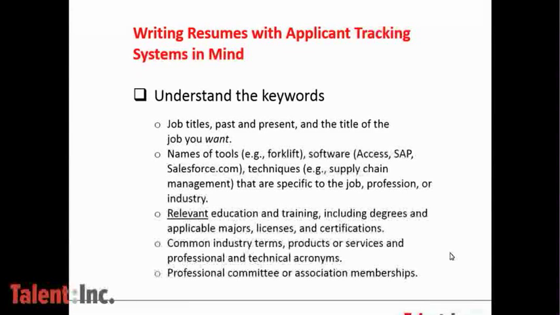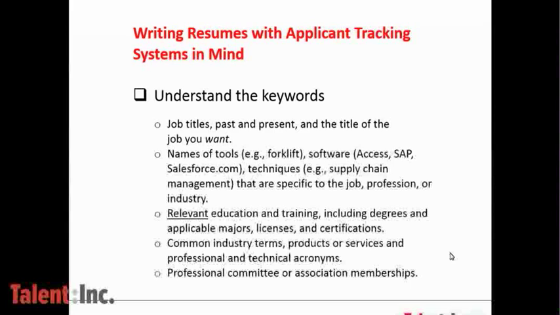Think of yourself again as searching for a candidate. What do you want to know about them? Specific techniques like supply chain management that are specific to the job, profession, or industry. Relevant education and training, very important that it's relevant. If somebody has a nursing background but then got their master's in data analysis, there's really no need to put the nursing education on the resume. No one's ever going to search for a nursing degree for somebody who's in IT.